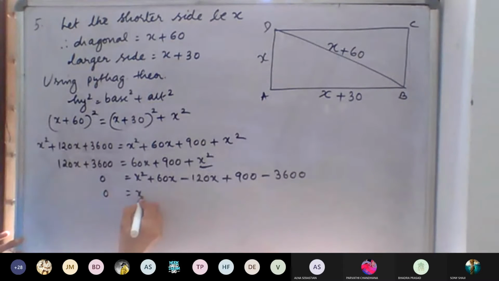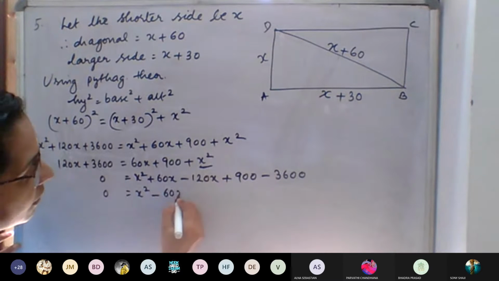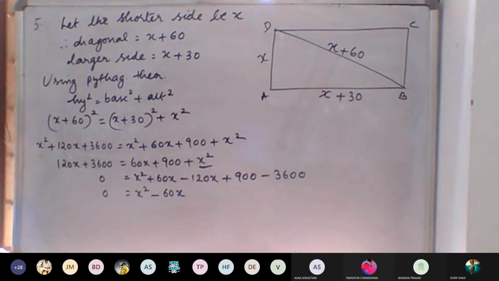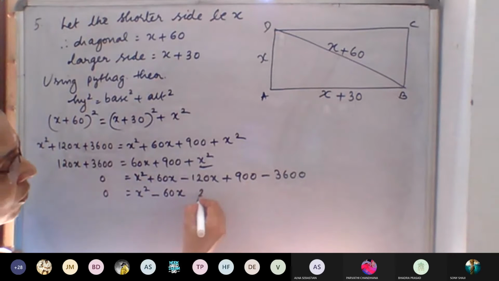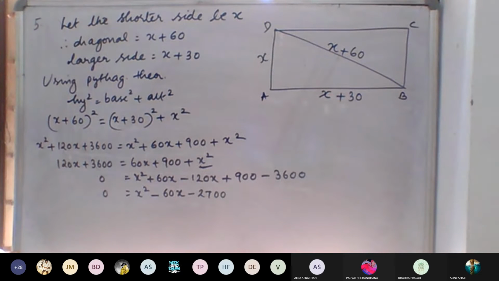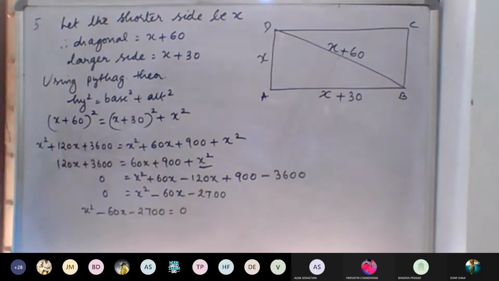So 0 is equal to x square, then 60 minus 120x, it will be negative 60x. Then positive, here negative: subtract and put the bigger number's sign. So 3600 minus 900, 2700, negative sign. That is x square minus 60x minus 2700 is the quadratic equation. Dash into dash is equal to 2700, which are the two values.